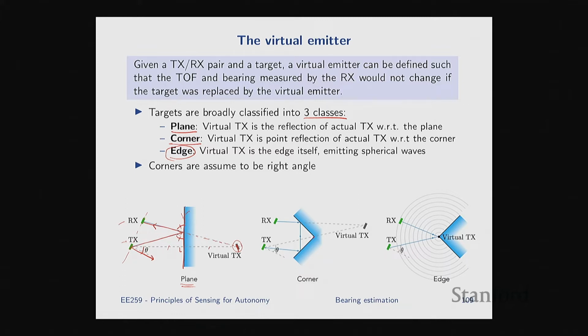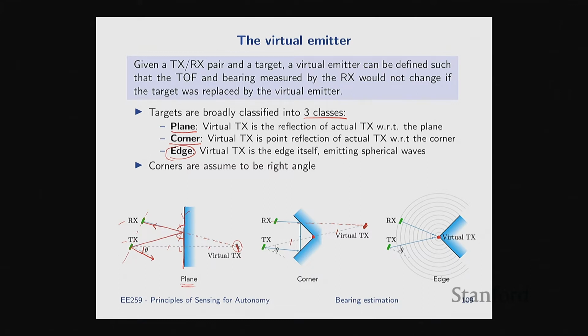If it's a corner, your virtual TX is going to be the reflection of the transmitter with respect to the corner point, right? So you reflect it, you put your virtual TX here, and then from this virtual TX to the RX, it's going to see basically as if it was the actual TX, the same DOA. Finally, if you have an edge, your virtual transmitter would be the edge itself. That edge point becomes the virtual transmitter.